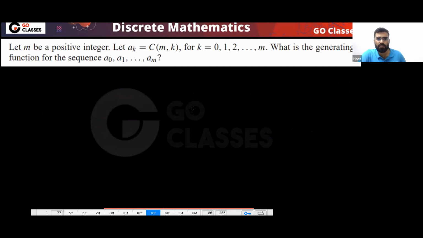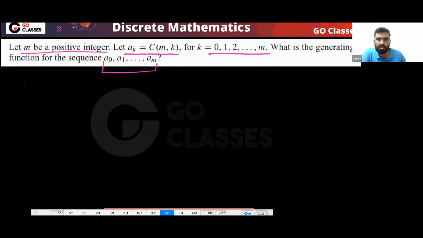So tell me, what will be the answer? M is a positive integer. The question is saying that M is a positive integer. A_k is given to you. A_k is C(M, k), where k is 0 to M. What is the generating function for this sequence A0 to AM?